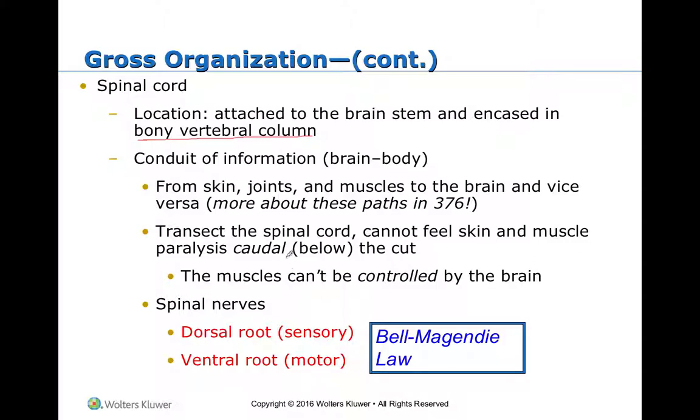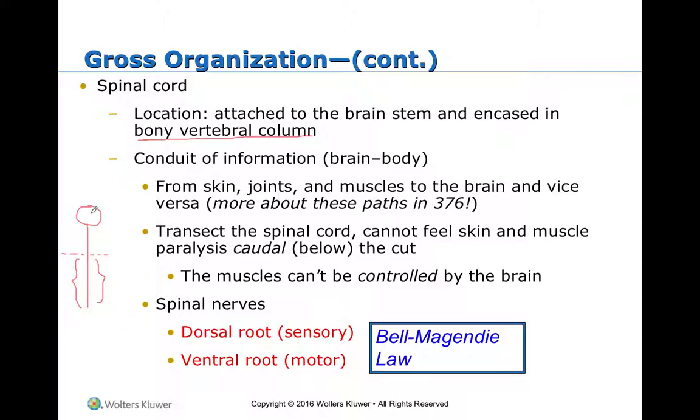If you transect the spinal cord, or cut the spinal cord, you cannot feel the skin and muscle, and there is paralysis caudal, or below, the cut. So here's a brain and spinal cord. If I were to cut the spinal cord here, I would lose the ability to move and I would lose all sensation from down here.